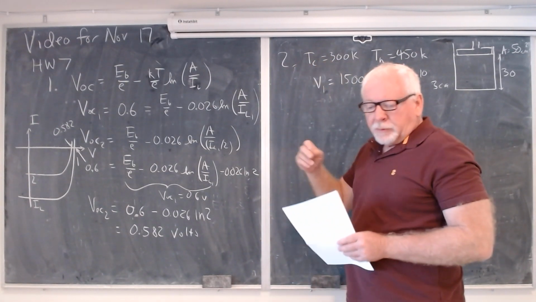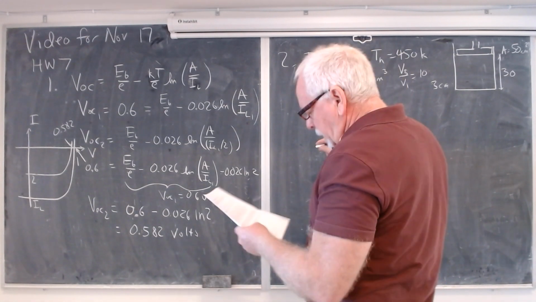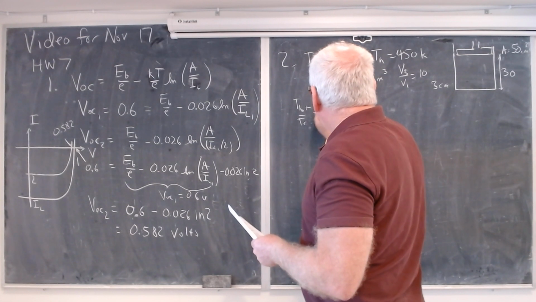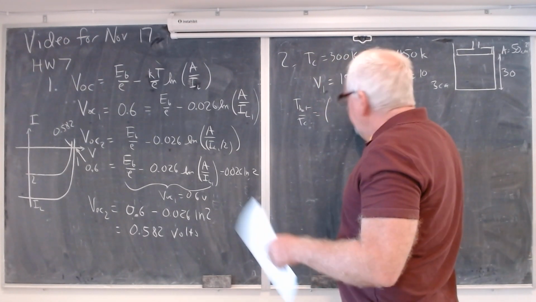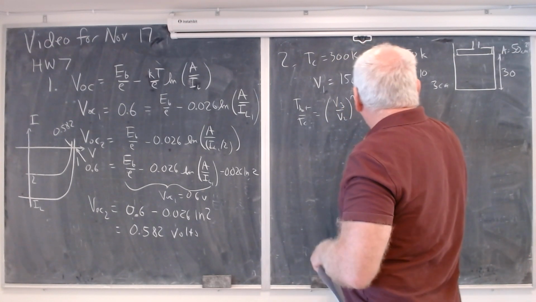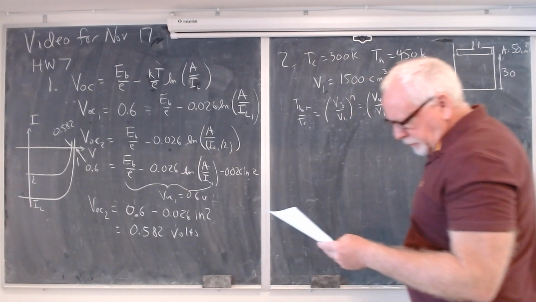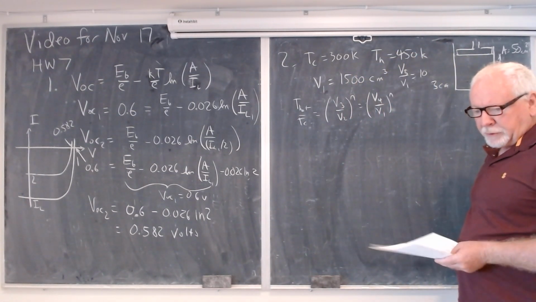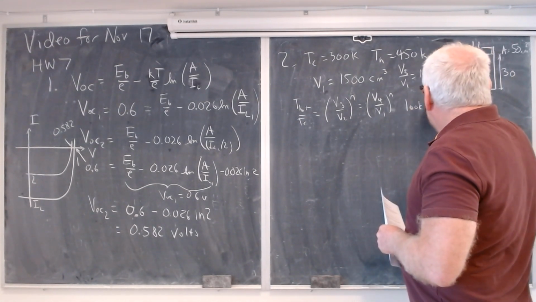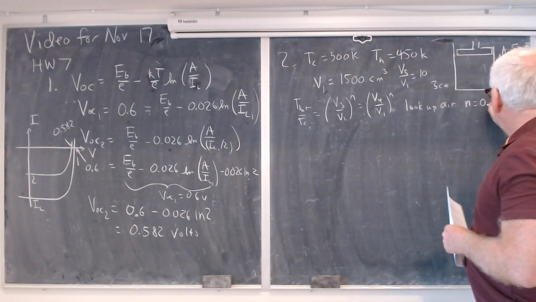A lot of people were emailing me yesterday about this N and the relationship of T hot over T cold. T hot over T cold is V3 over V2 to the N, and it's also equal to V4 over V1 to the N. That's what you use to find V3 and V4, which you need for the answer. And you have to look up that for air, N equals 0.4.